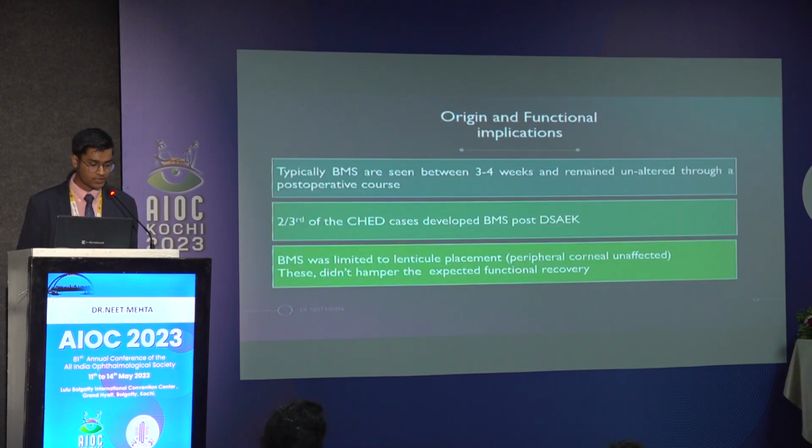From our study, we came to know that the Bowman's membrane striae are typically seen between 3 to 4 weeks post-operatively. They remain unaltered throughout the post-operative course. However, in a follow-up of almost 10 to 13 years, there is a gradual decrease in the density of these folds. Almost 2/3 of the cases that were operated developed these Bowman's membrane folds. The striae were limited to the lenticular placement, so the peripheral cornea appeared to be unaffected, and these did not hamper the functional recovery of the patient.